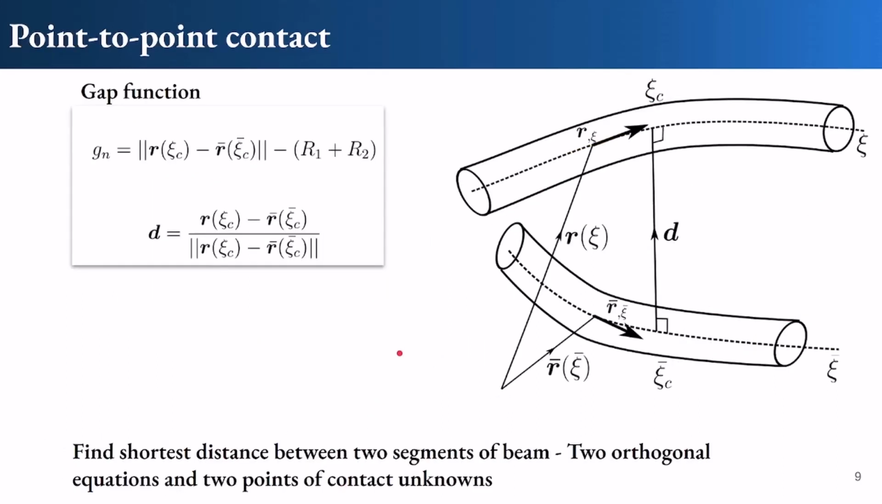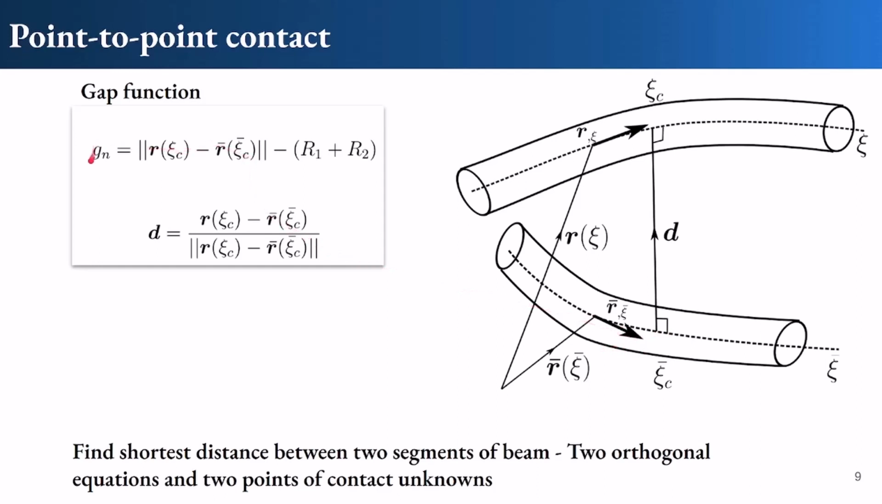Coming to point-to-point contact, here we have two beams. Basically, when we are detecting point contact, we are trying to find the minimum distance, which satisfies two orthogonality conditions. The minimum shortest distance is orthogonal to the tangent vector at the contact point on the first beam, and also at the contact point on the second beam. So we have two orthogonal equations and two unknowns, and that's how we solve. And these equations are nonlinear. We use some procedures to solve these equations.